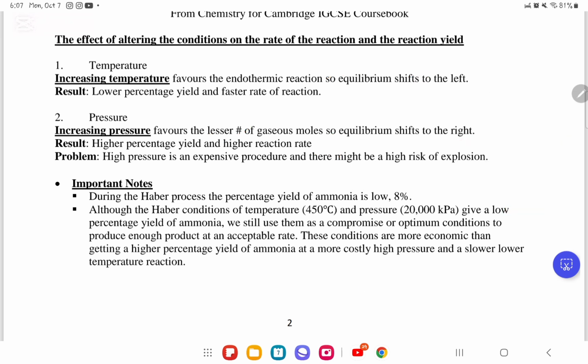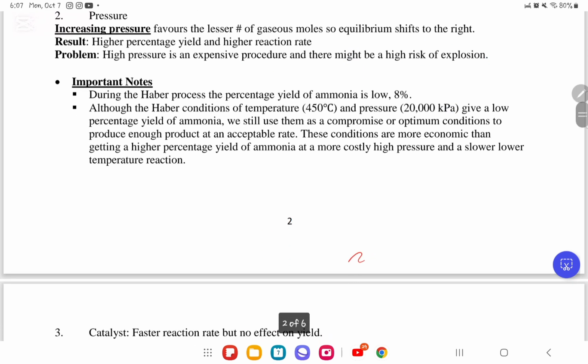Now, what's the problem? A high pressure is an expensive procedure, and there might be a high risk of explosion. Definitely, a high pressure is a very high risk of explosion. Now, important notes. During the Haber process, the percentage yield of ammonia is low, only 8%. Okay, very, very low. Although the Haber conditions of temperature are 450 degrees Celsius and 20,000 kilopascal give a low percentage yield, we still use them as a compromise or optimum conditions, meaning these are the best temperature and the best pressure. They will give us enough product at an acceptable rate.